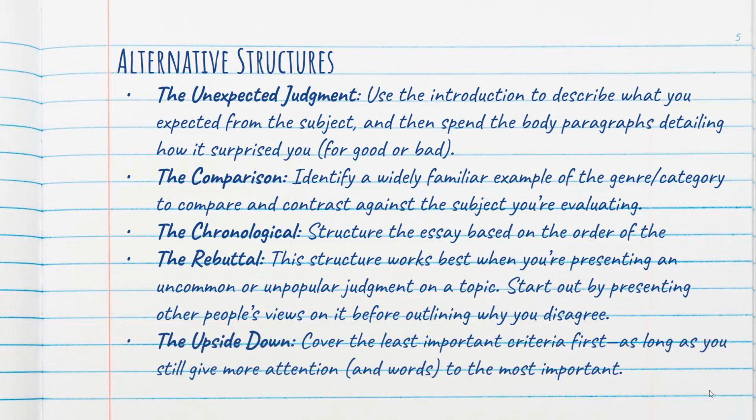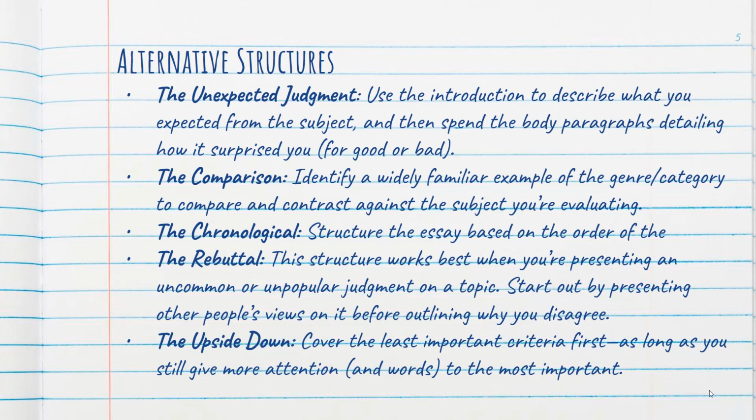And then there's also the upside down. This is where you cover the least important criteria first. This can work, right? Get the little stuff out of the way. The big thing here is just make sure you still give more attention and thus devote more words to the points that you find most important.